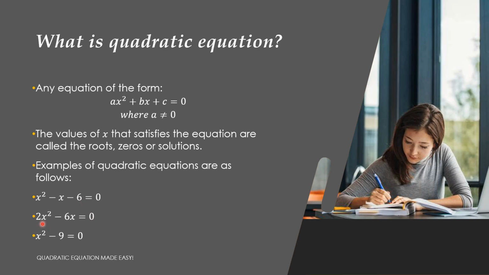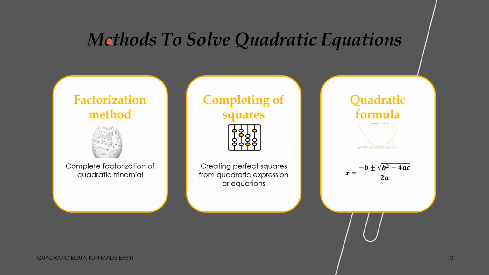We also have 2x squared minus 6x equal to 0. Then we have x squared minus 9 equal to 0. All these are examples of quadratic equations because the unknown variable x in each of the equations is raised to the power 2. Now let's look at the methods to solve quadratic equations.